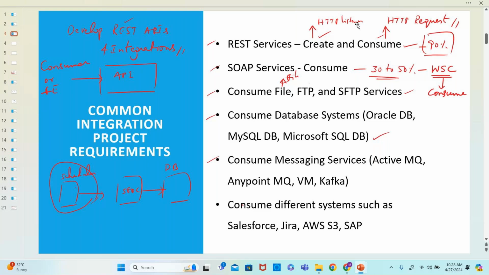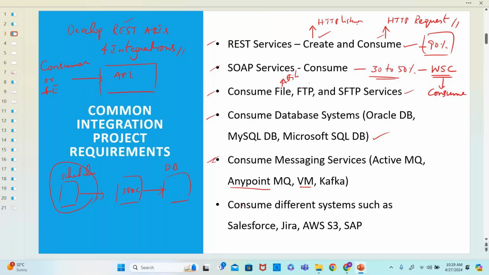Mostly, from what I observed, ActiveMQ, RabbitMQ, Anypoint MQ, VM, Kafka. All these are the messaging services most widely used in the industry. Anypoint MQ and VM are MuleSoft provided. ActiveMQ is a different system, an open source system, which is widely used. Kafka is also a queuing service which is widely used currently. These are the different messaging service providers in the industry.